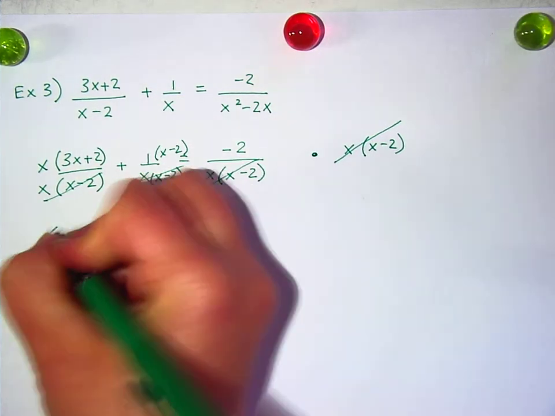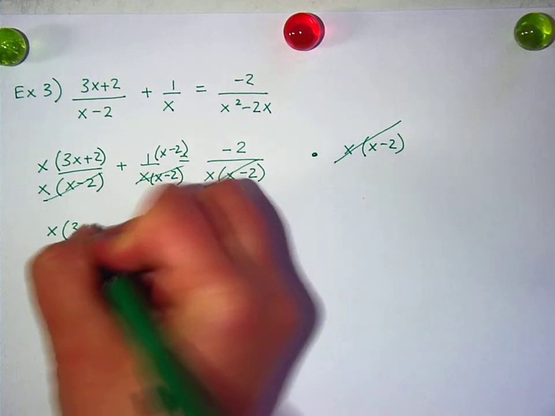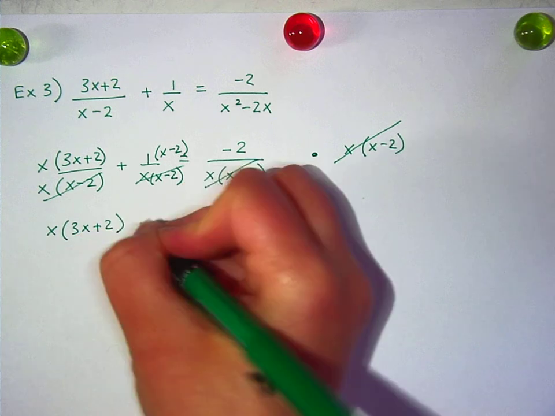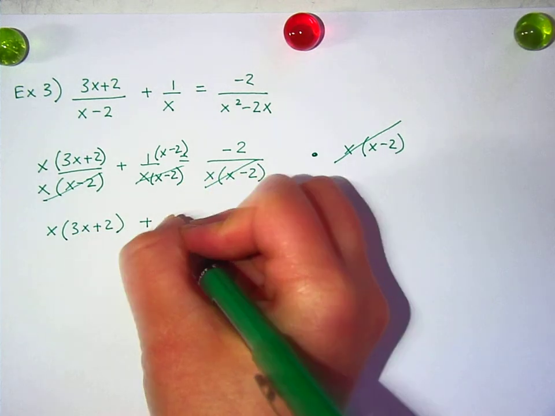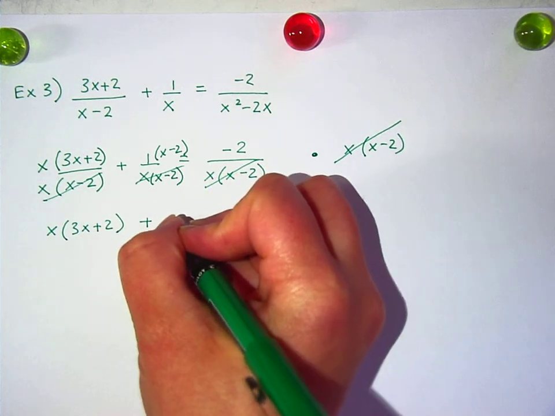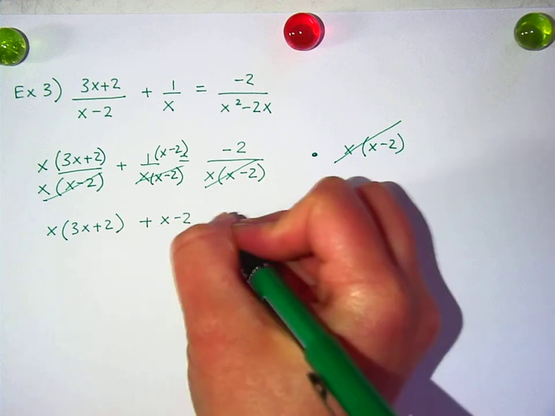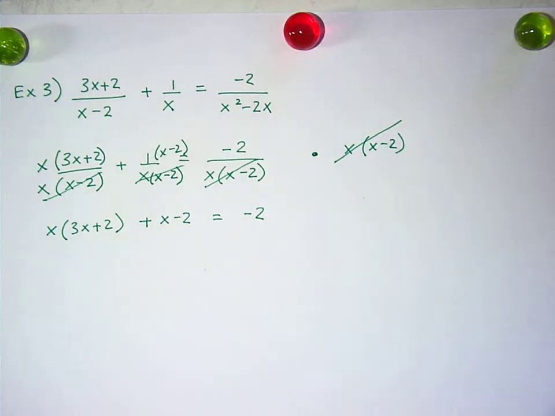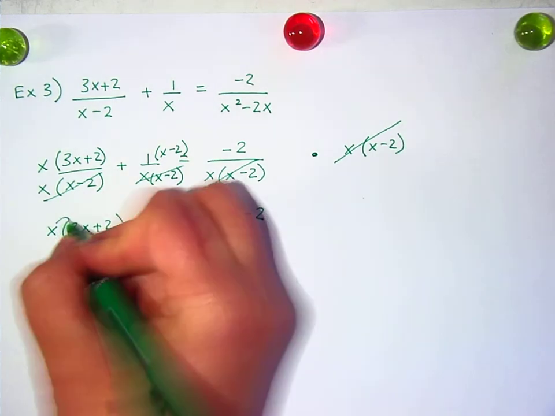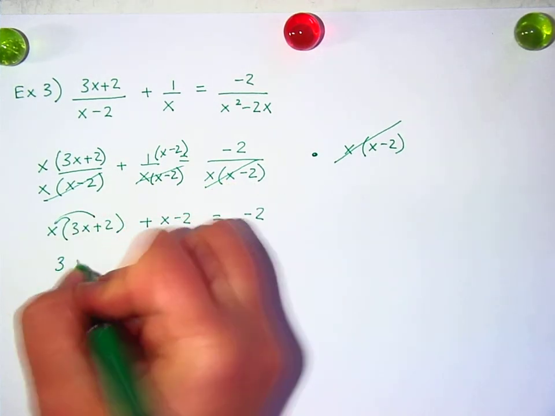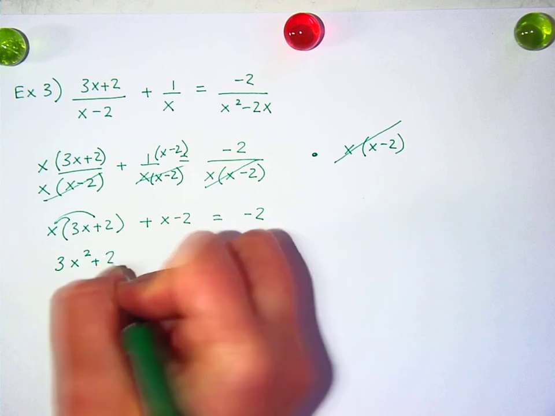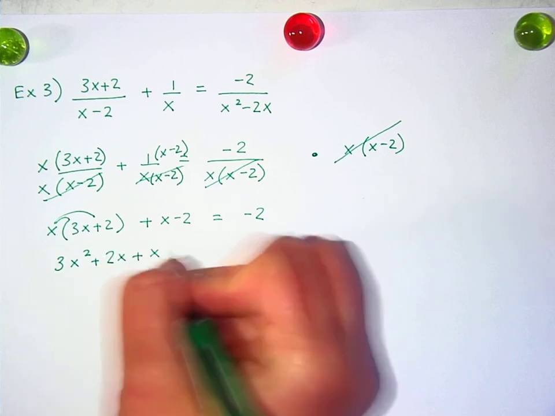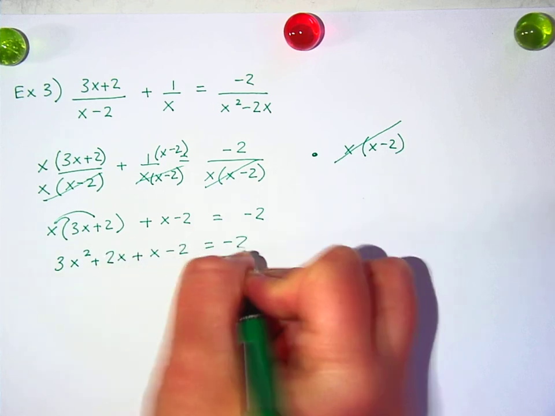So now we're left with x times 3x plus 2 plus 1 times, I'm not going to write that 1 because I don't need to, x minus 2 equals negative 2. Lots of 2's in this. All right, now we're going to distribute that x. That's 3x squared plus 2x plus x minus 2 equals negative 2.